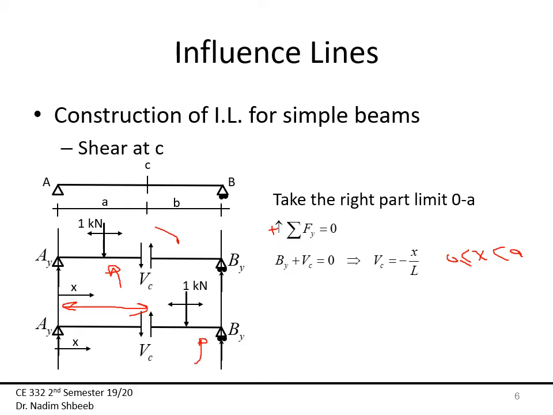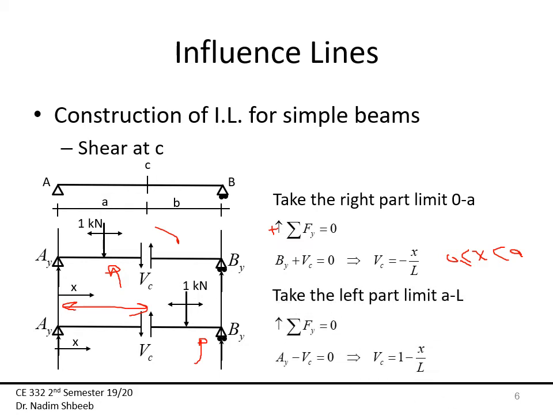But again, the limit here is from 0 to B, or from A to L if you want. So my X is going to be from A to L. But where I'm going to look, obviously, is this part here because it is easier. Then summation of Fy is equal to 0, this being upward. Then Ay will be equal to VC. We already found Ay to be 1 minus X over L, then VC is going to be 1 minus X over L.